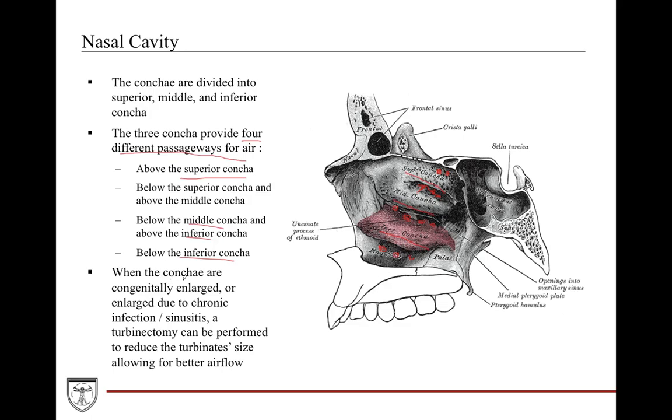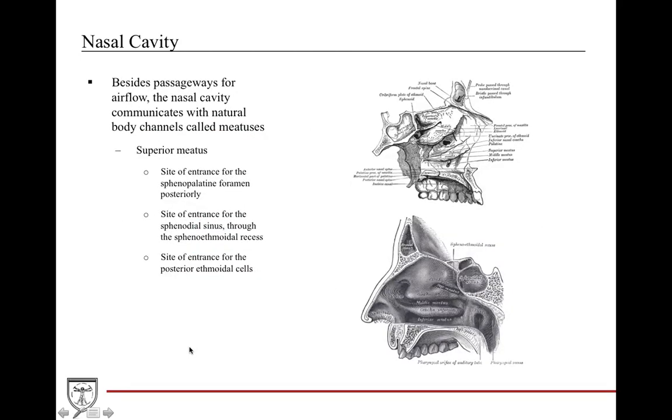In certain situations, when the conchae, the turbinates, are congenitally enlarged, or enlarged because of chronic infection, sinusitis, you can actually do a turbinectomy, in which you reduce the size of these turbinates and allow for better airflow. So the nasal cavity provides a passageway for the airflow into the pharynx and eventually into the respiratory tract. The first one being the superior meatus.